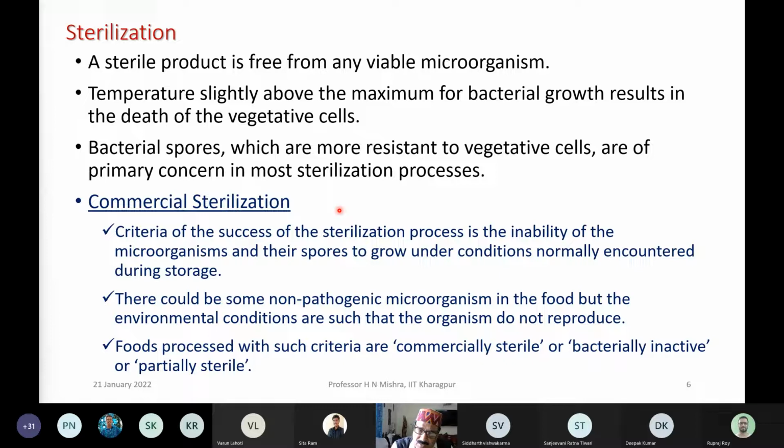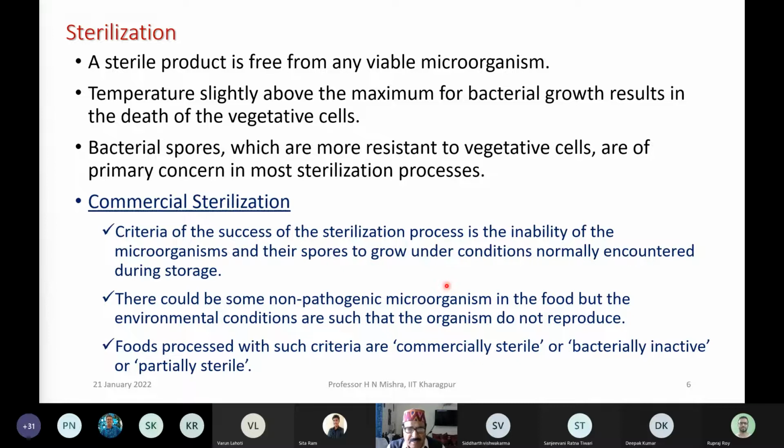We pre-decide whether we want to go for a 12 log cycle reduction, an 8 log cycle reduction, or a 5 log cycle reduction, etc. If there are initially 10 to the power 12 microorganisms and we go for a 12 log cycle reduction, then at least one microorganism will remain after the process, and that one microorganism will grow, multiply and produce toxin. So that is the criterion.